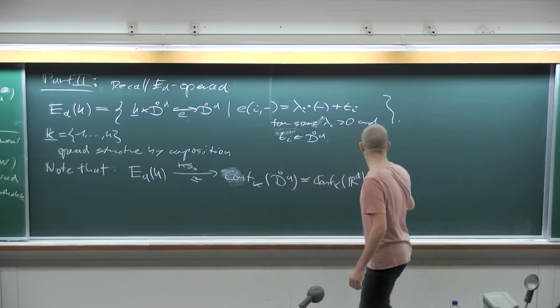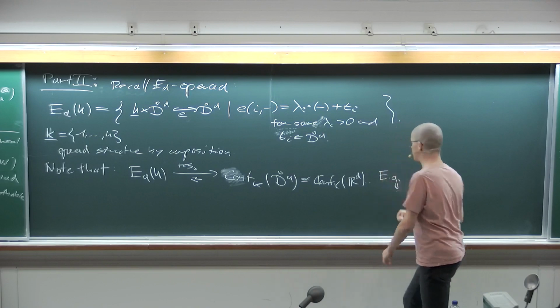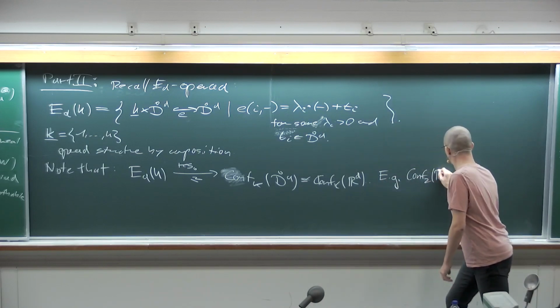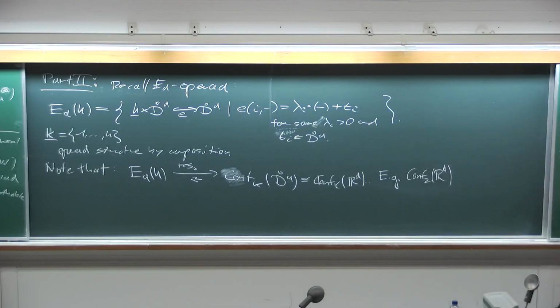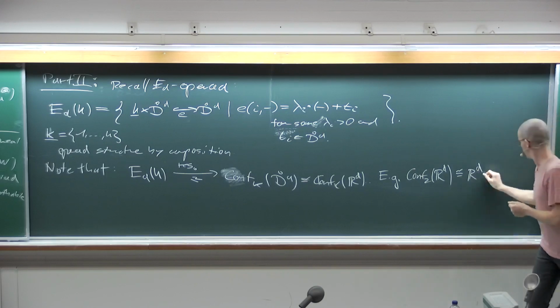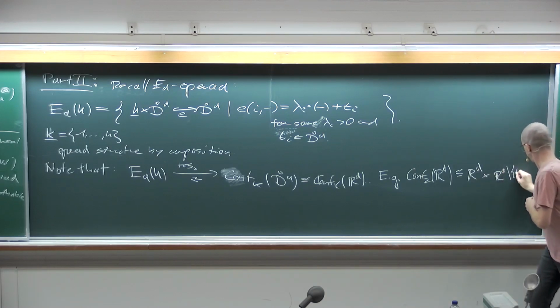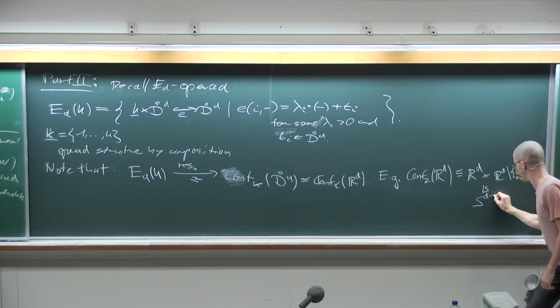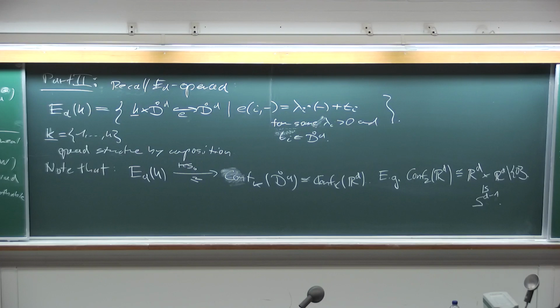So let's do an example. What is the space of binary operations? This is equivalent to the configuration space of 2 points in R^d. What is this space? Well, it's homeomorphic to the following. I remember one of the points, and then the only choice I have for the other point is everywhere but where the first point was, which is in turn homotopy equivalent to the (d-1)-sphere. So the space of binary operations in this operad is a (d-1)-sphere.